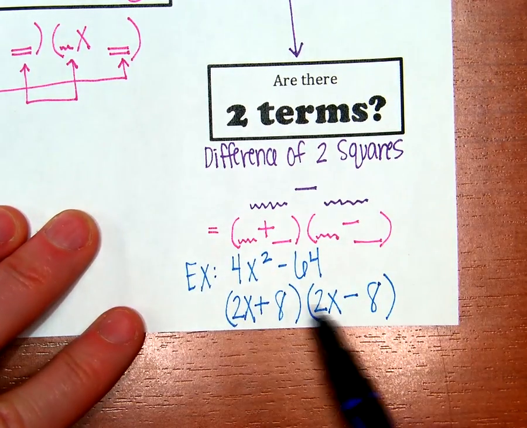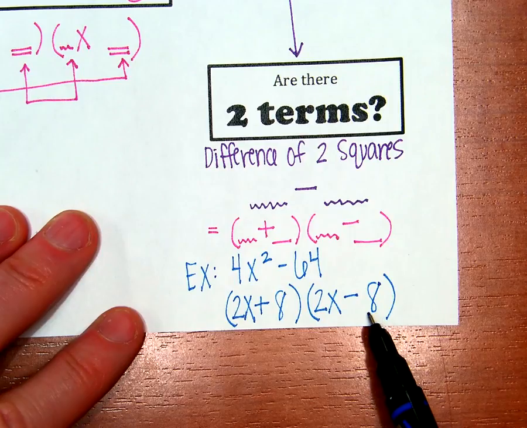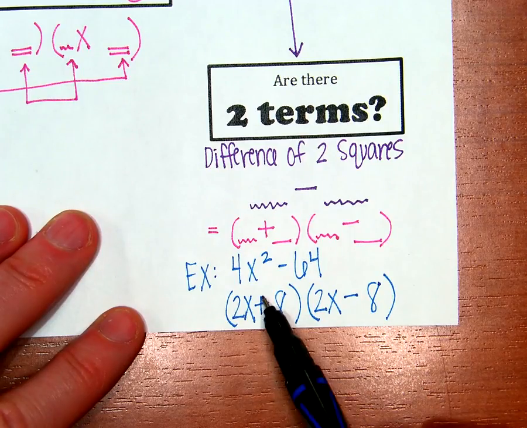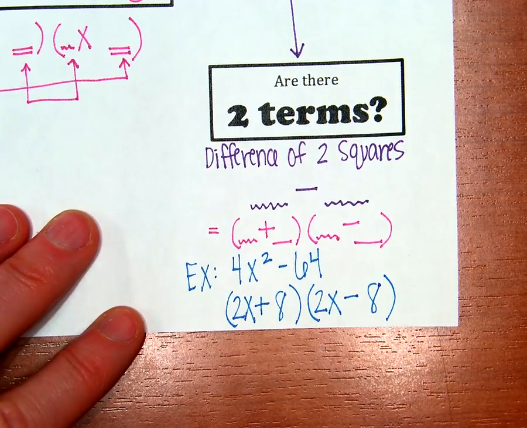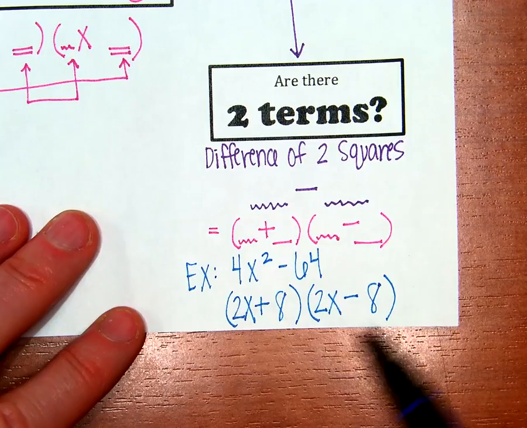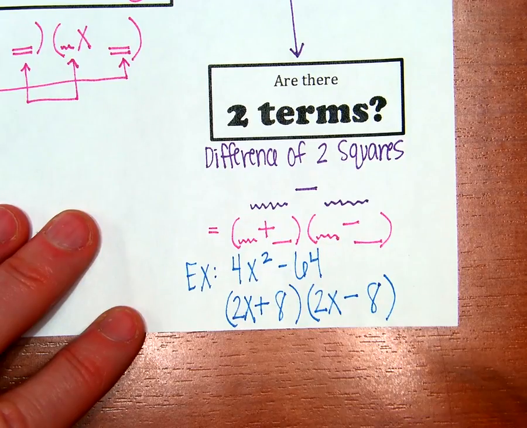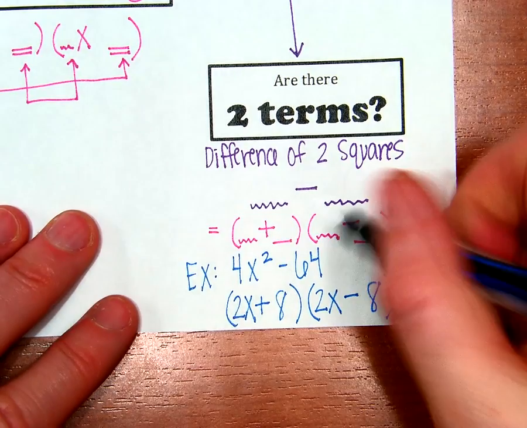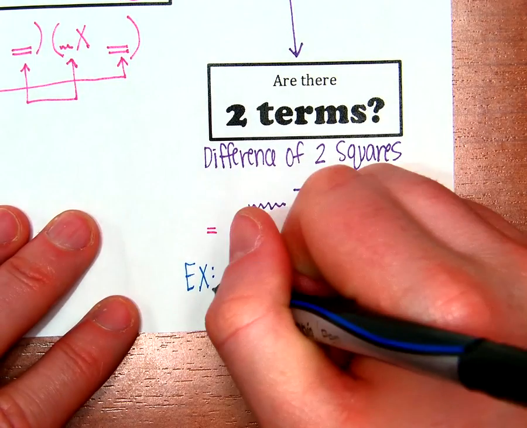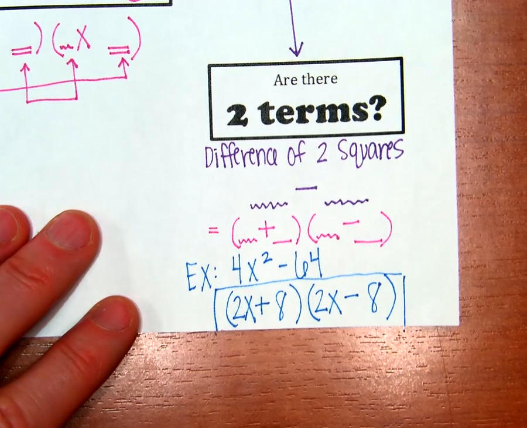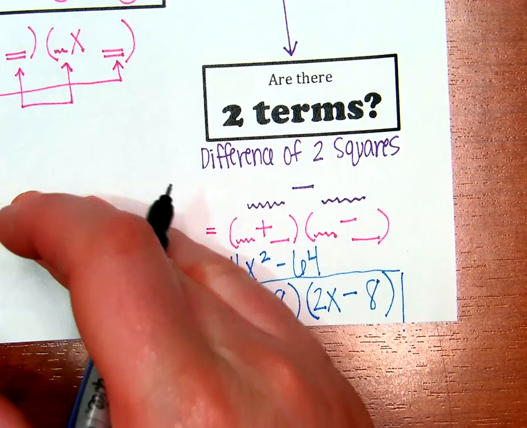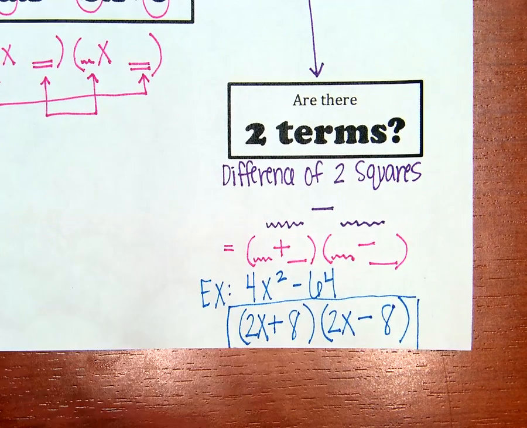So what you put first and what you put last in the parentheses will always match. It's just that one parenthesis will have a plus, one will have a minus. That way, if you were to FOIL this out, you would get back the example that we started with. So that would check for you. So there's your answer for a difference of squares problem. And I've got one more that I want to do with you on the flow chart.